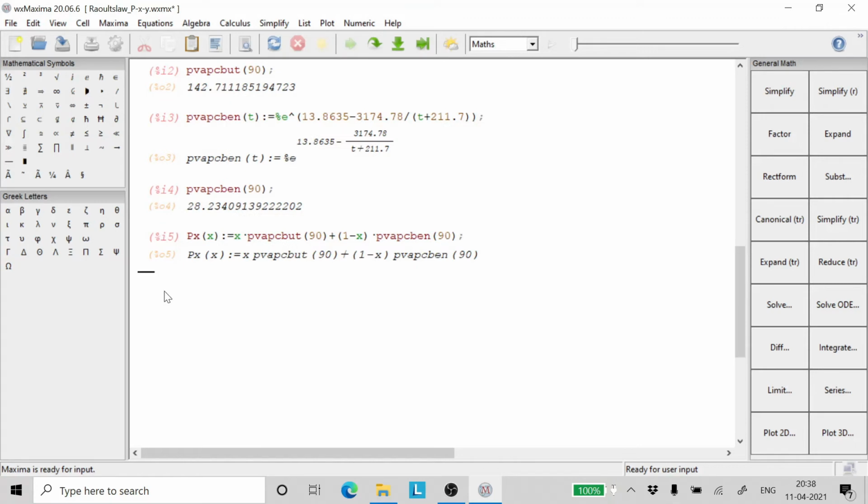Now, let's write the equation for pressure with respect to the concentration in the vapor phase. This is going to be a function of the concentration in the liquid phase by Raoult's law. And therefore, we are going to write it as 1 over the mole fraction of chlorobutane divided by the vapor pressure of chlorobutane at 90 degrees Celsius, plus 1 minus the mole fraction divided by the vapor pressure of chlorobenzene at 90 degrees Celsius.